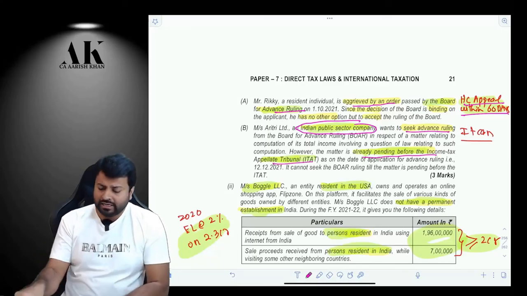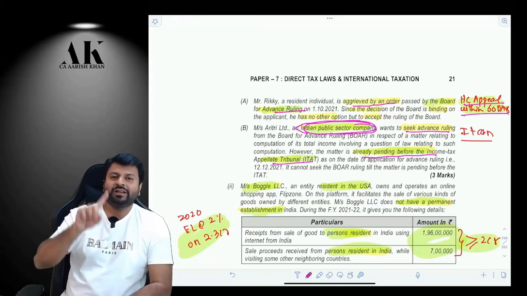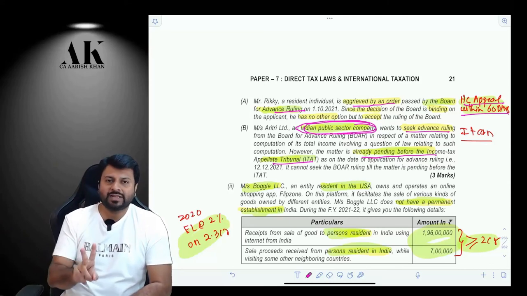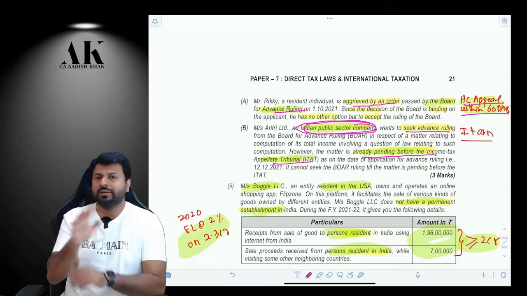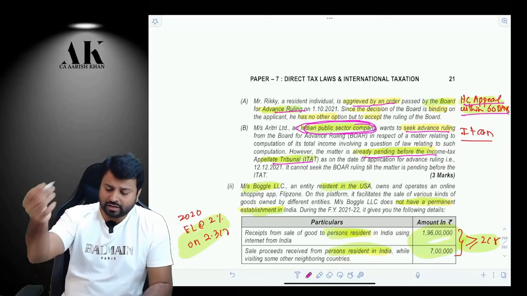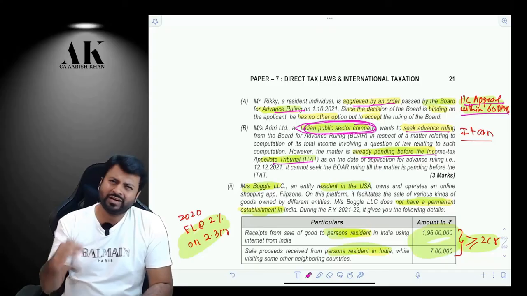Yes, they can go. If there is a public sector company, they can go to Advance Ruling even if their case is pending before ITAT and Income Tax Authority. But if their case is pending in front of the High Court and Supreme Court, then they are not allowed to go to the advance ruling. The case should not be pending in front of the High Court and Supreme Court. It can be pending in front of ITAT.